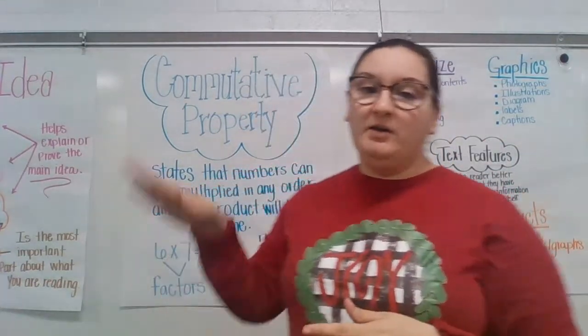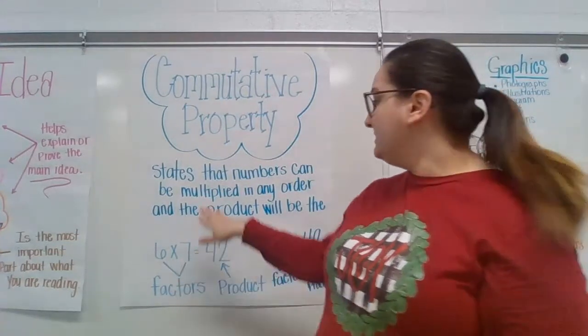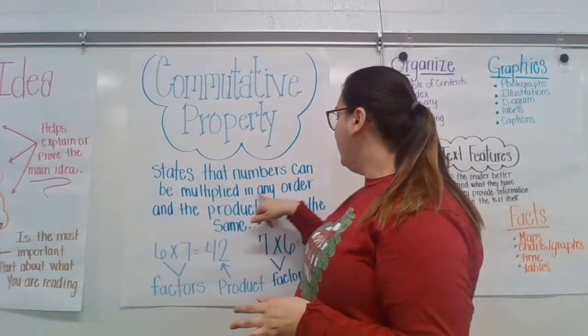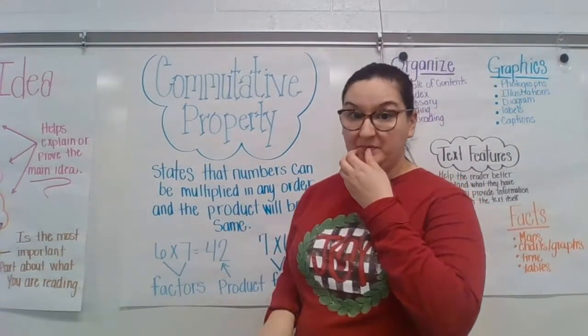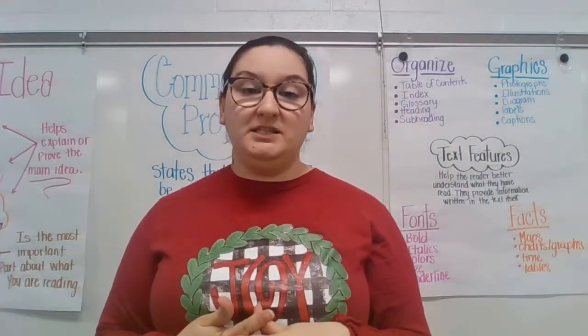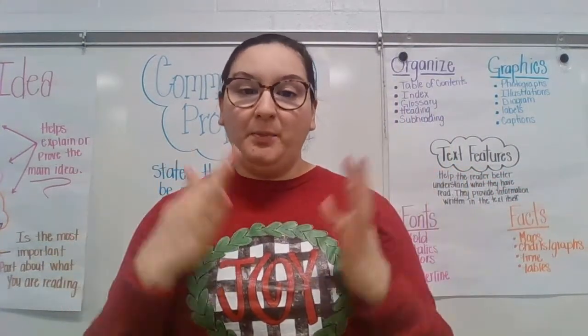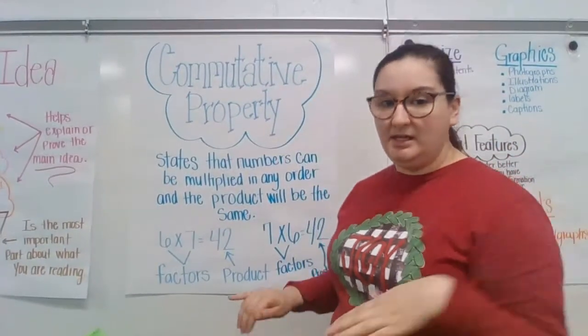Today we're going to learn about commutative properties, and this is going to show us that numbers can be multiplied in any order, and the product will be the same. Okay, so it doesn't matter which order you put the numbers, you're still going to get the same product. A product is the answer. So let's kind of look at this multiplication.